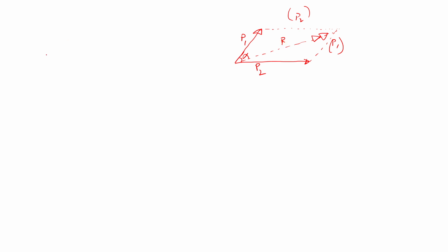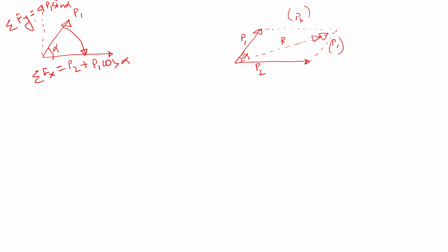Now, we'll use the force resolving technique to prove this theory. So this is P1, this is alpha, this is P2. We can resolve the force P1 in this direction, which is going to be P1 cosine alpha. So this is everything along the x direction. And then we can resolve the forces along the y direction: P1 sine alpha. So summation of Fy, everything in the y direction, is P1 sine alpha.